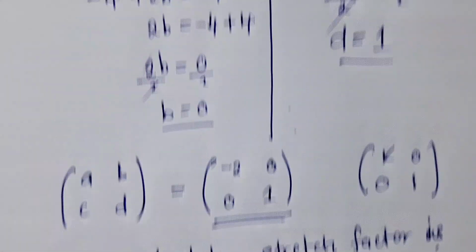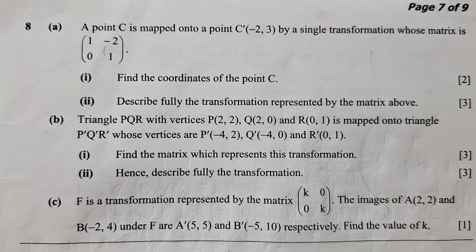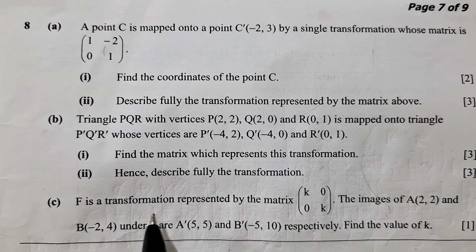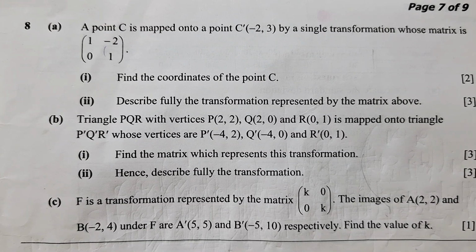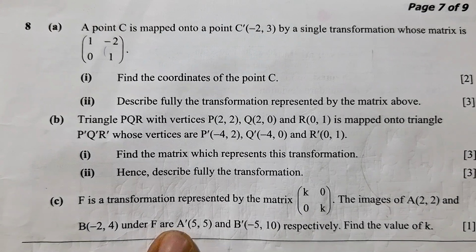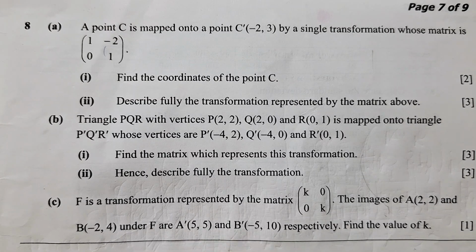Let's check out the next question and see what we're supposed to do on the next question, which tends to be our last question. So for this question, they're saying F is a transformation represented by the matrix. This is a matrix. The images of A 2,2 and B negative 2,4 under F are A prime 5,5 and B prime negative 5,10 respectively.